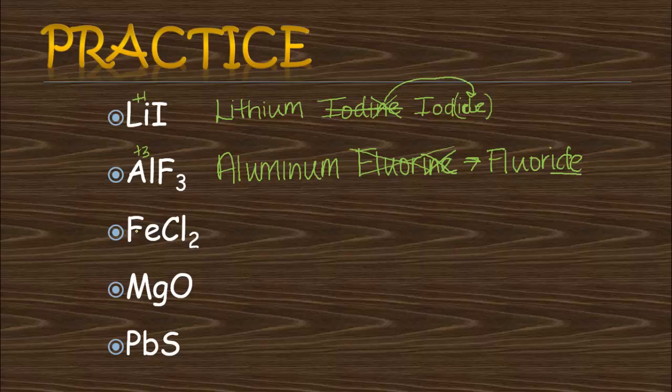Next, we look up Fe. Fe is iron. Well, it can be +2 or +3. So this is where we have to use that stock system. And this is also where it gets a little confusing, because how do we know which Fe we're going to use? Well, to do this, we're going to look at the anion.